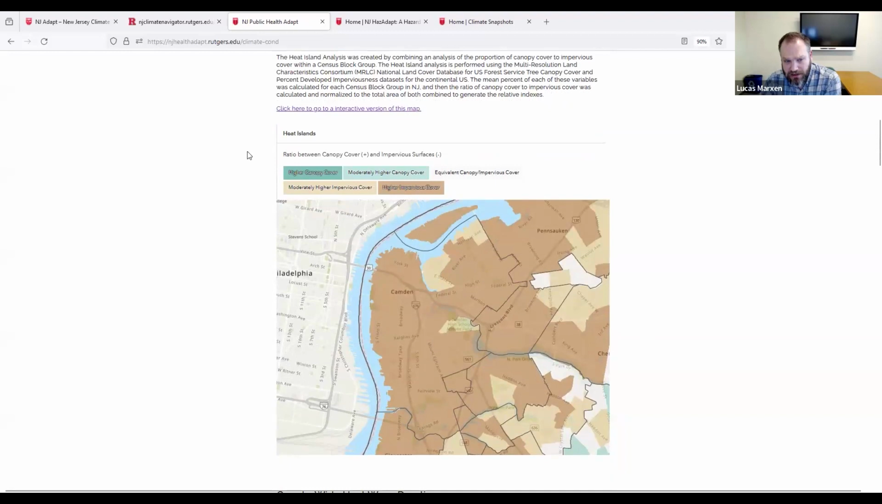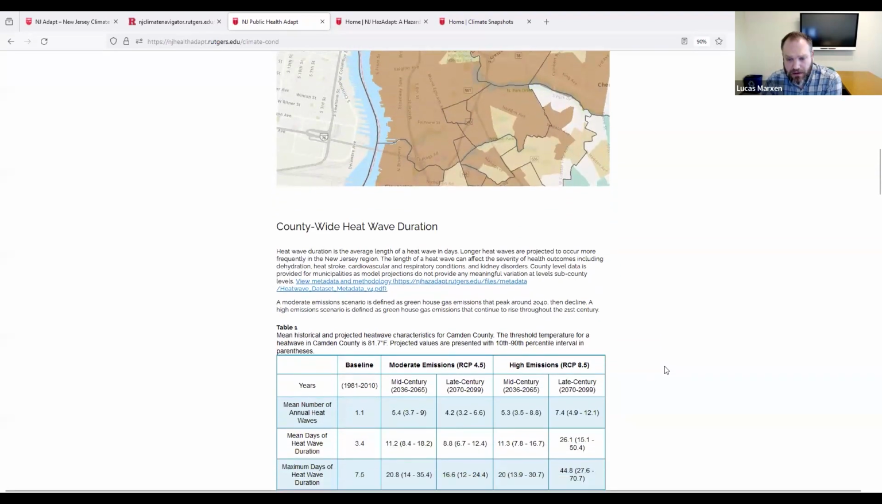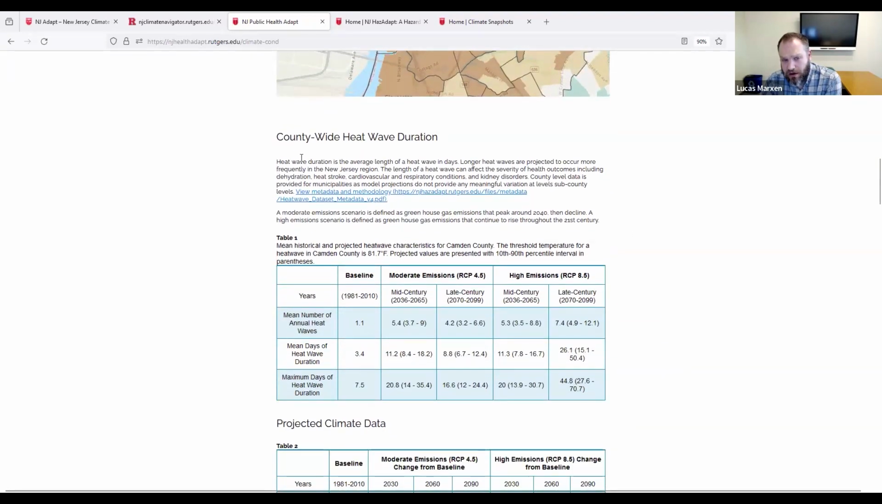Similarly, we have our heat island map that we had in our local planning guide, looking specifically at the ratio of canopy cover to impervious cover for the location you selected. And then we incorporate data on our heat waves. This is the data set that's available through NJADAPT. We've provided it here in a nice tabular format for your location.